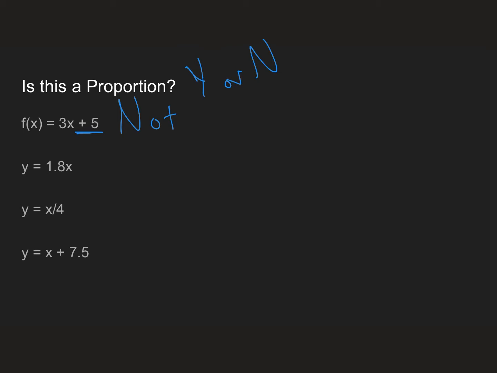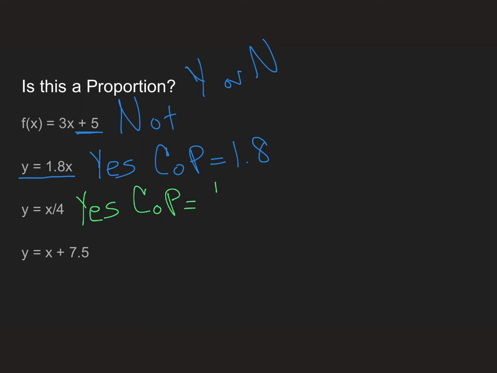The next one, y equals 1.8x, is proportional. Its y-intercept is 0. Its COP is 1.8. That's what I'm multiplying with my x. The next one is y equals x divided by 4. That one is proportional. There's nothing to be added or subtracted. My constant of proportionality is 1/4. Because remember, 1/4 times x is the same thing as x over 4. Those are the same thing.